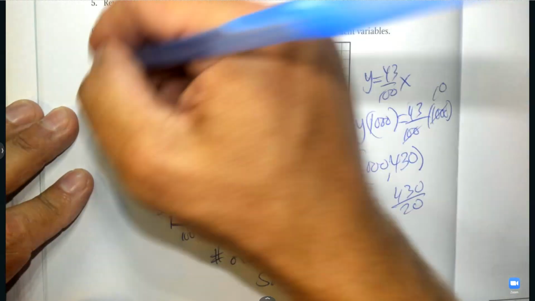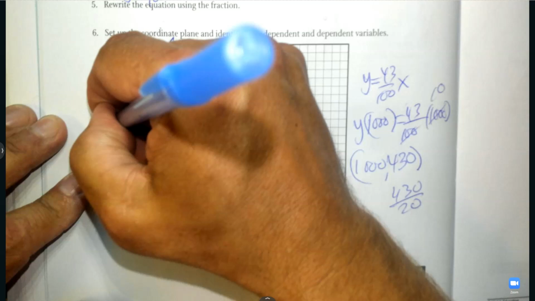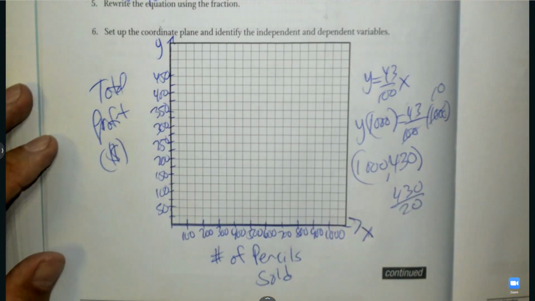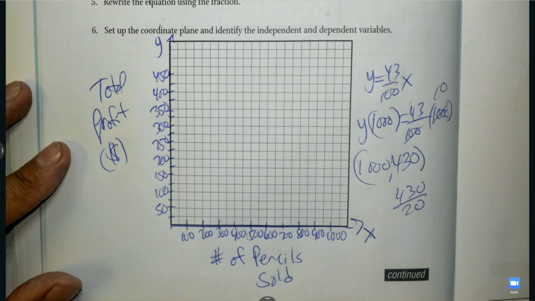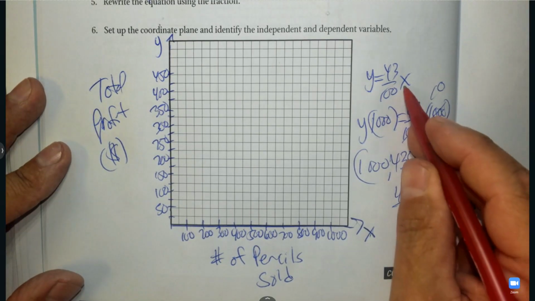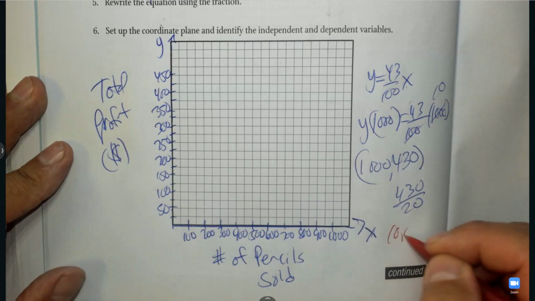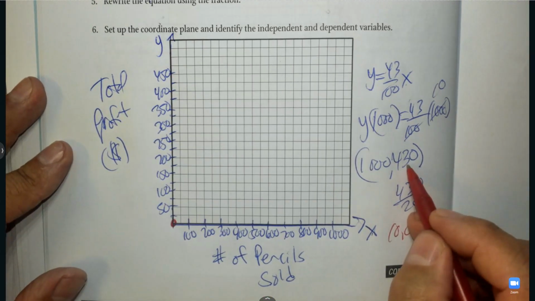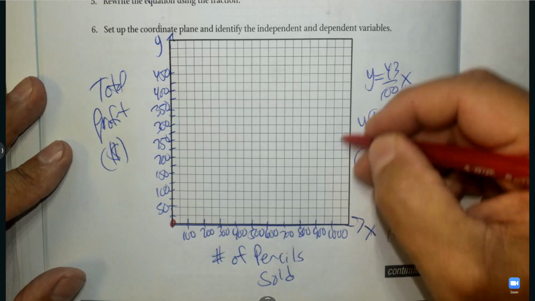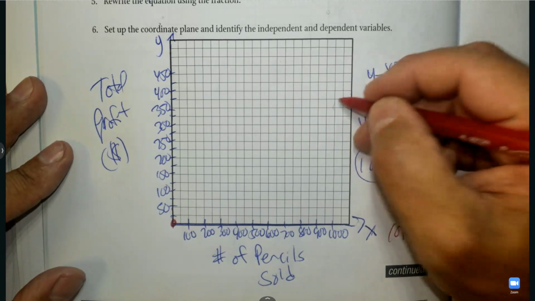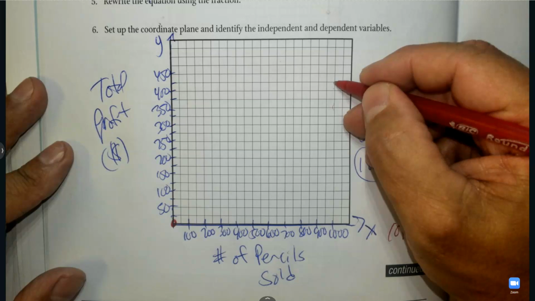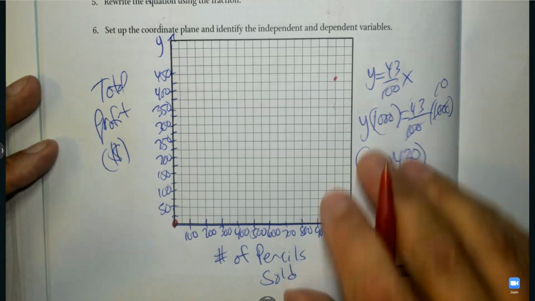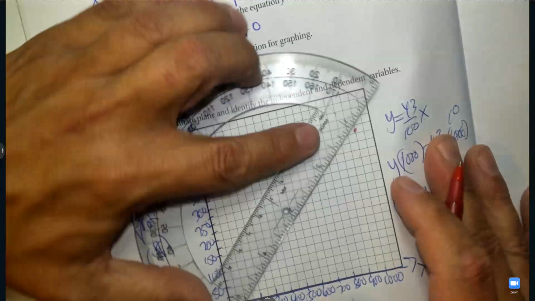And again, this is the y, this is the total profit in dollars. Then I need 2 points. So 1 point, if you plug in 0, 0 times anything will give you the answer 0. And the second one is the one we just came up with, which is 1,000 and then 430. So I'm going to find 1,000 and approximately where 430 is, which is just above 425. And then I'm going to connect and make an arrow going to the right.